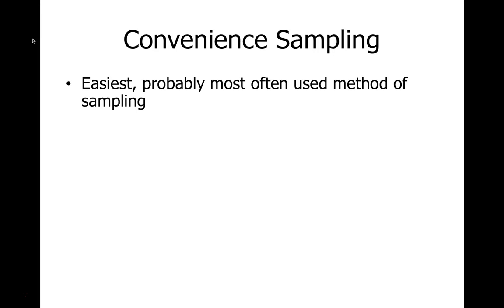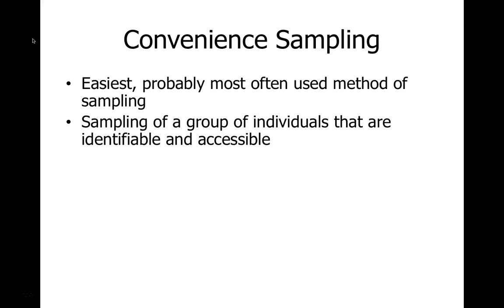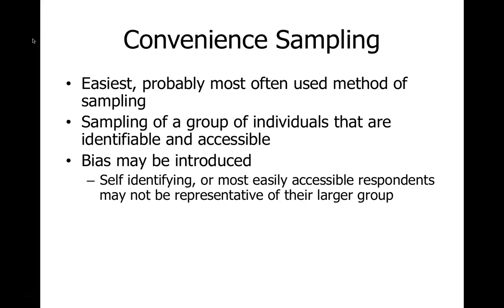Convenience sampling is the easiest and probably most often used method of sampling. So if you look at a lot of sex research in particular, it is college students. And college students are great. They're a captured population in some way. We often request that college students engage in some sort of research for college credit, for course credit. And so this convenience sampling is often one of the most common ways that we're engaged in research. So this is sampling of a group of individuals that are identifiable and accessible to us. Accessible is one of the key pieces here.